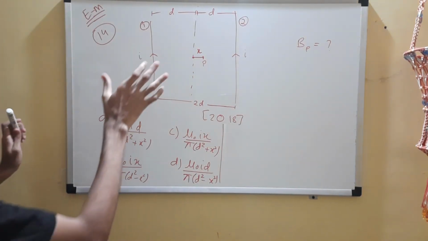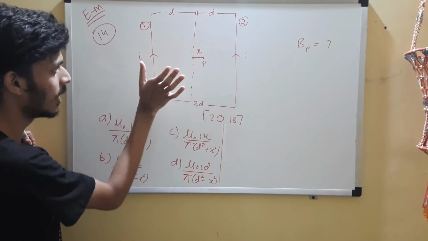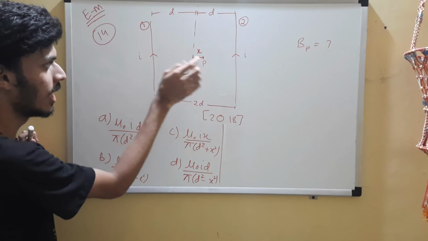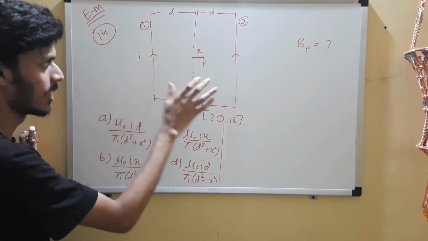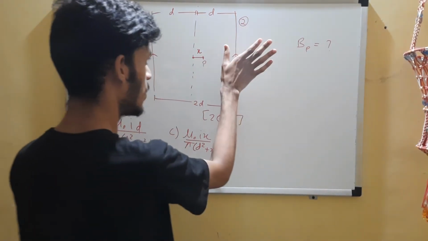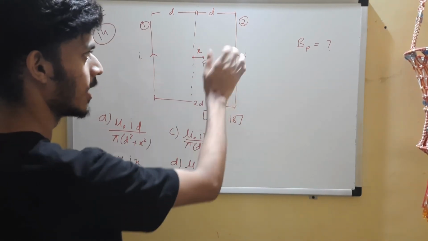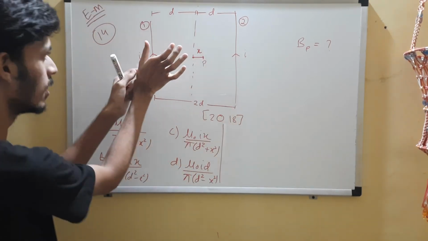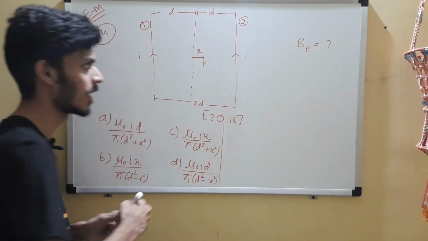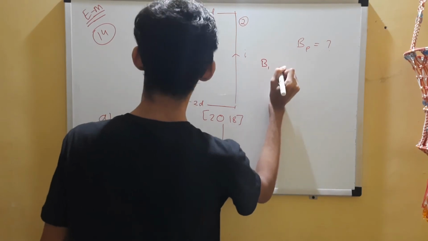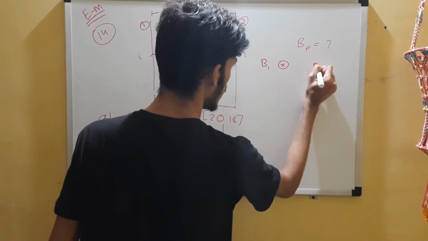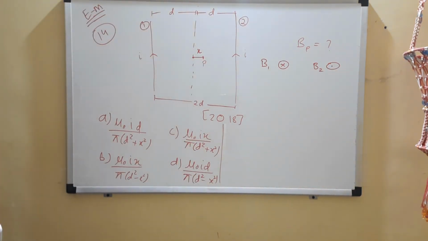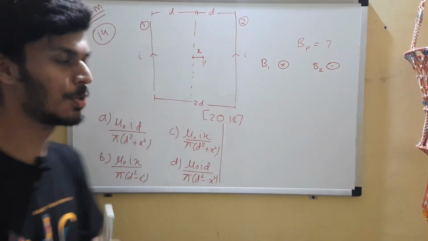So first of all, you can see that the magnetic field at P due to wire 1 is inwards, right? And magnetic field due to wire 2 at P is outwards, towards you, and due to wire 1 it was inwards. So B1 is inwards and B2 is outwards. So one field is trying to cancel the other, or trying to decrease the magnitude of the other.